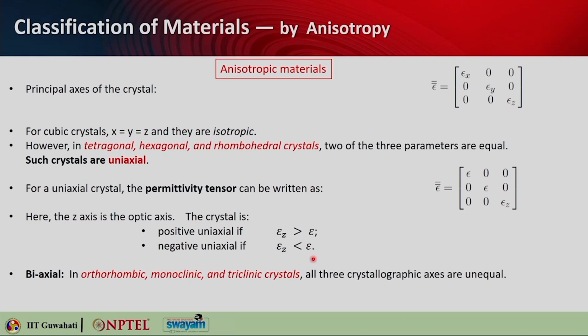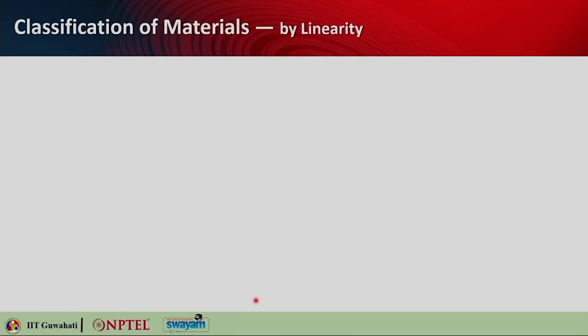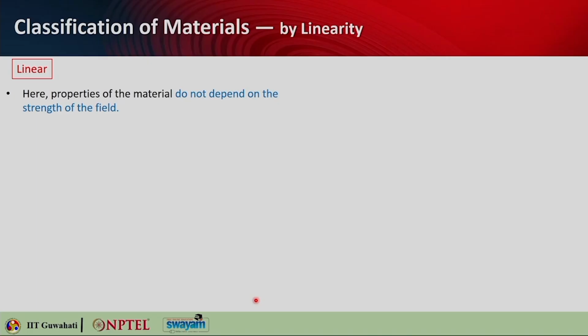Now there are other types of crystal as well which are called biaxial crystals, something like orthorhombic, monoclinic and triclinic, where all three crystallographic axes are unequal. In that case, epsilon x, epsilon y and epsilon z all are different, and this kind of medium is also called a biaxial medium. Okay, understood?